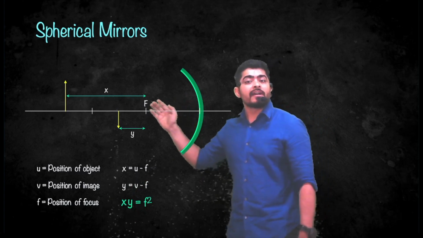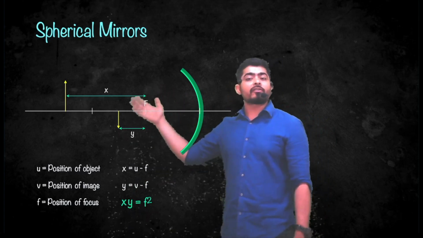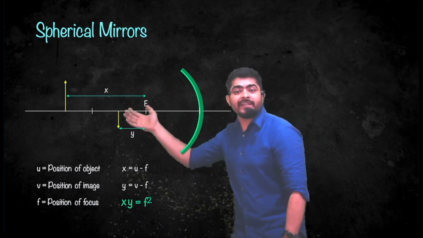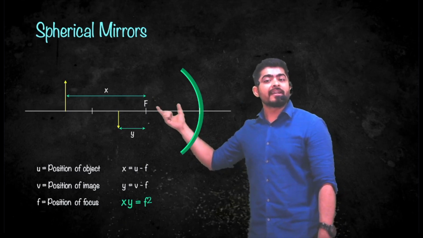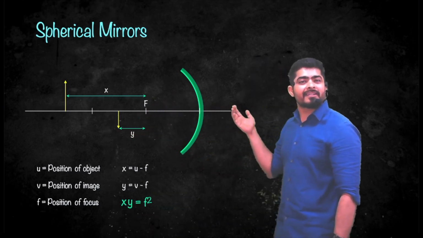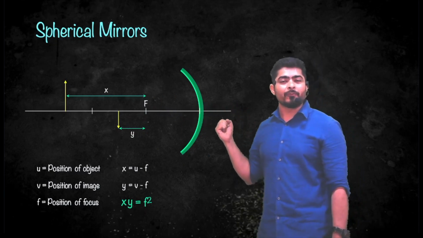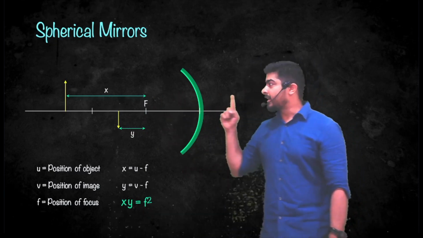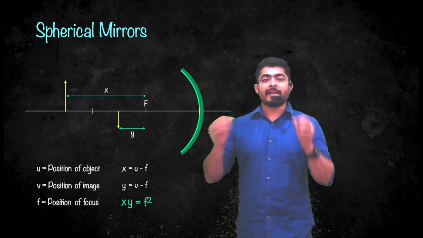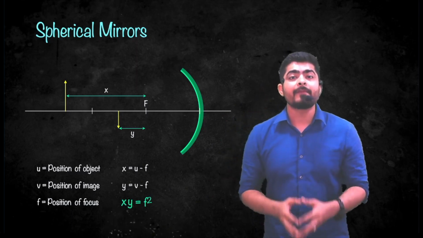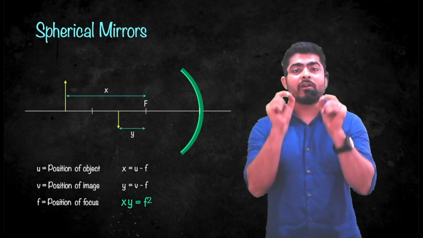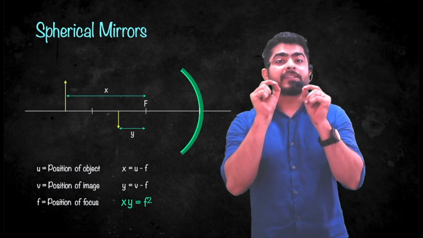So right now object and image, both of them are on the right side, so x and y both are negative. So in case the object comes on this side of the focus, in that case x will become positive. Then image should also come on this side and y will also become positive. Okay, if object is kept over here, image is formed over here, magnified image, right? So from this formula, in terms of sign convention, we can conclude that object and image always lie on the same side of the focus in case of spherical mirrors.